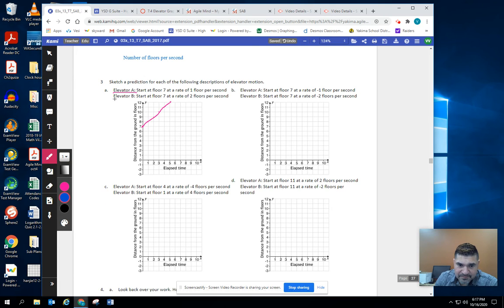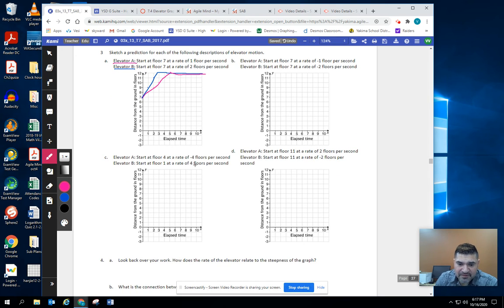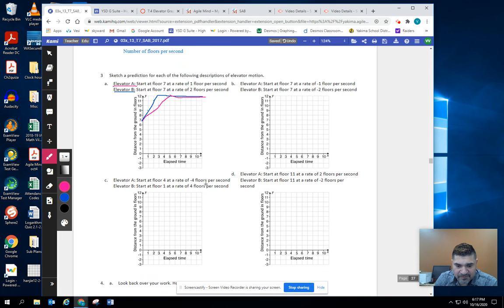Elevator B also starts at 4:07, and that has a rate of 2 floors per second. So we're going to go up 2 floors per second. And I'm going to go ahead and make that line. And actually, once it gets here, it's going to stay here, right? Because we can't go up any higher. I'll go ahead and do the same over here. These here are similar. I don't think I'm going to bore you and go through those.